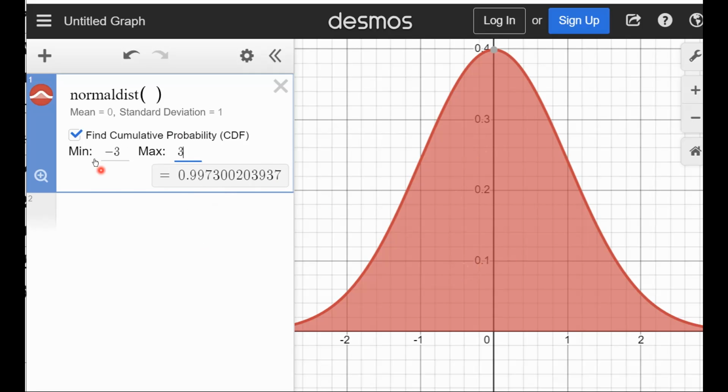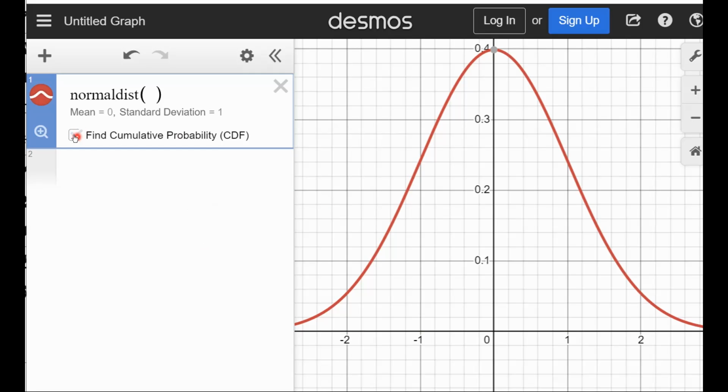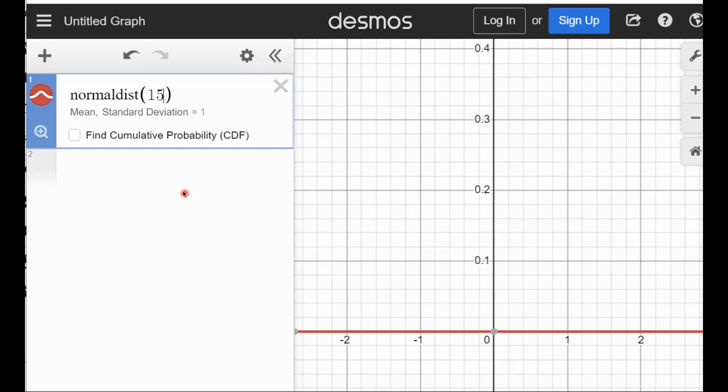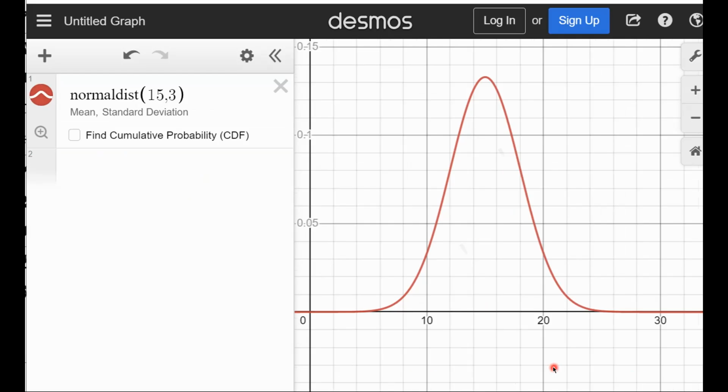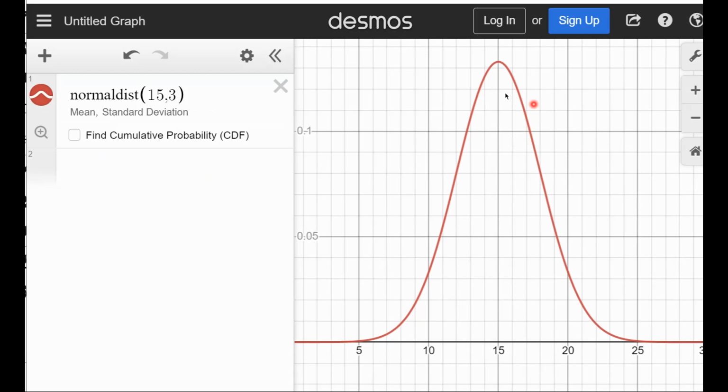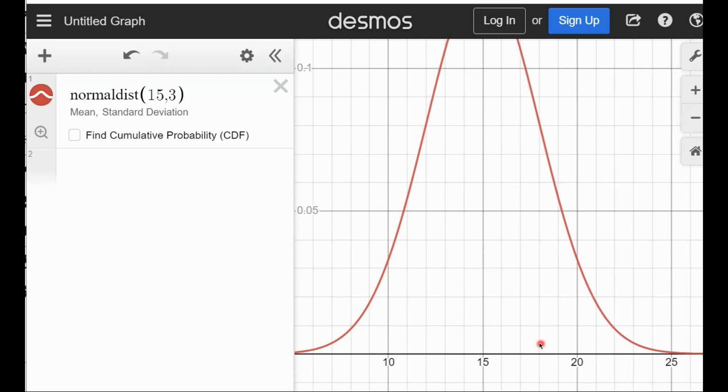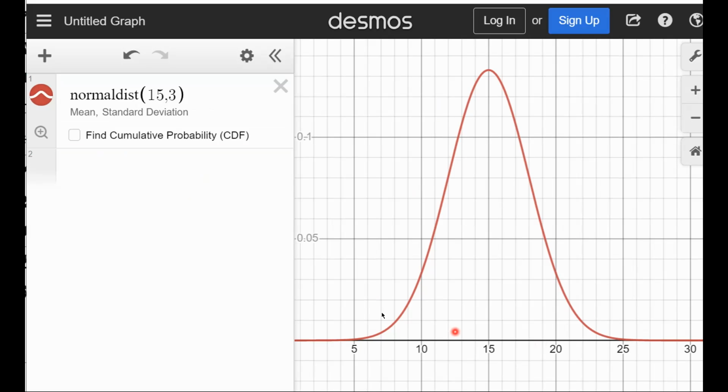Now, I can also do this if it is not a standard normal curve. I put the mean in. The one from our notes was a mean of 15 for the showers and a standard deviation of 3. And if I click this, I'll see that my mean here is at 15. Let me zoom out, going by 5s. And if I go out every 3, that's going to be a standard deviation. Okay, and so that is a picture of that.